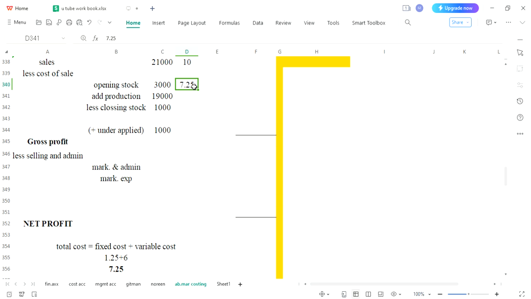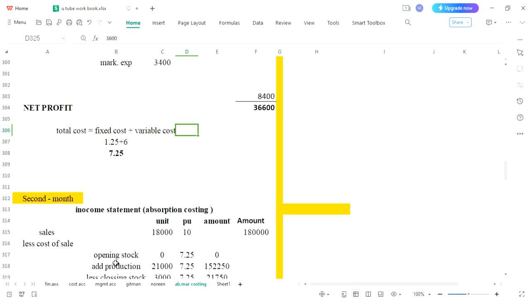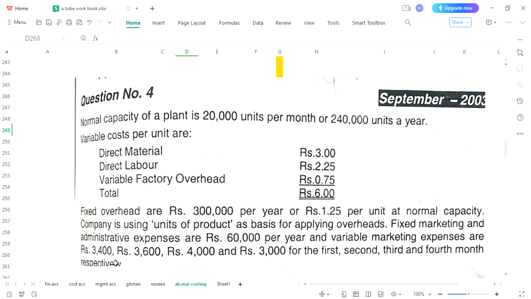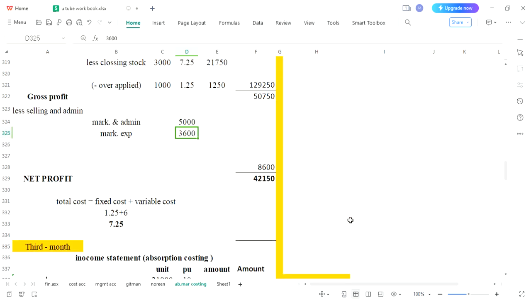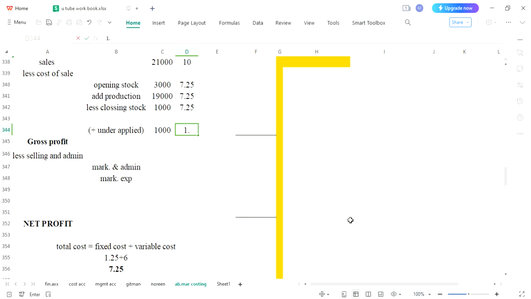As usual, you know that per unit cost for production, closing and opening would remain the same, and that is why 7.25 in front of opening, in front of closing, and for production. Under applied is directly associated with fixed cost only, and we do know that fixed cost is only 1.25, and this is mentioned in your question. So we are going to put 1.25 over here.